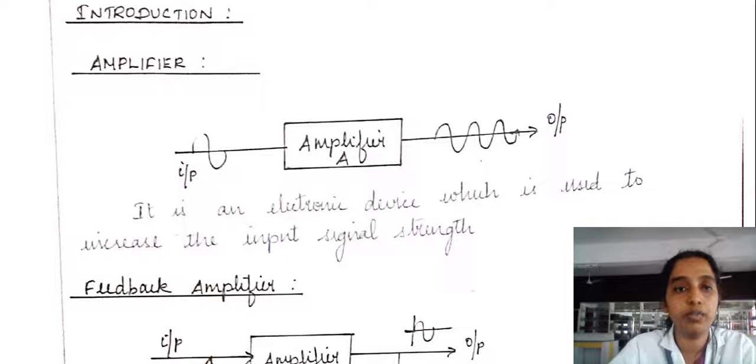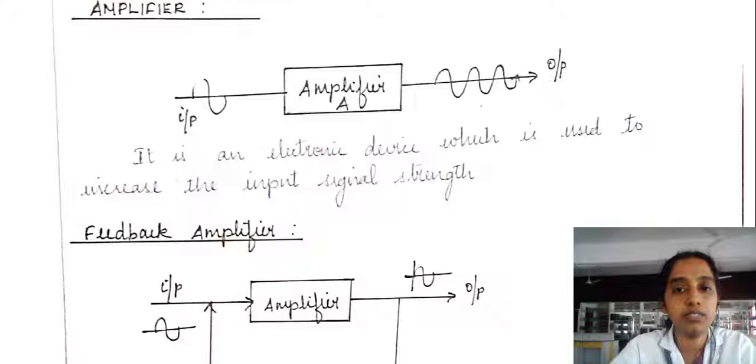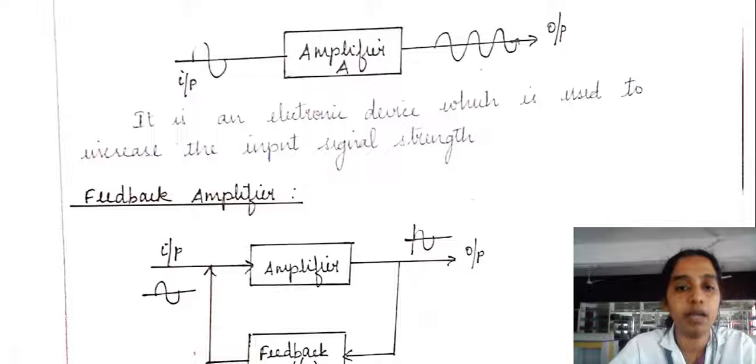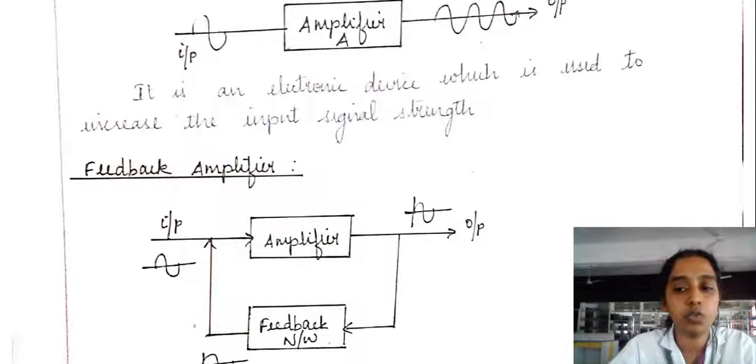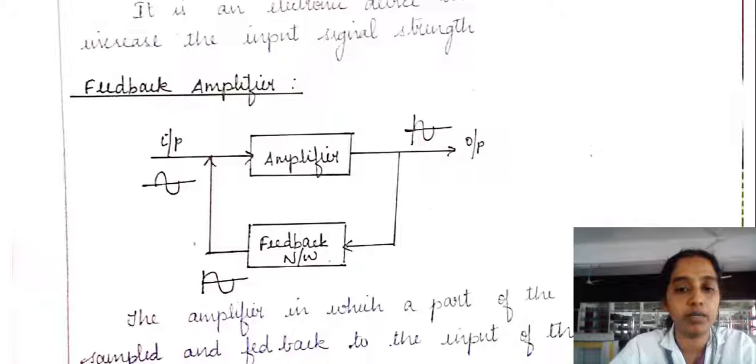Good morning, everyone. Let us now see about what is an amplifier. An amplifier is an electronic circuit which is used to increase the signal strength. So, if the strength of the signal is very weak, we are able to amplify the signal by sending the signal into an amplifier. So, what is a feedback amplifier?